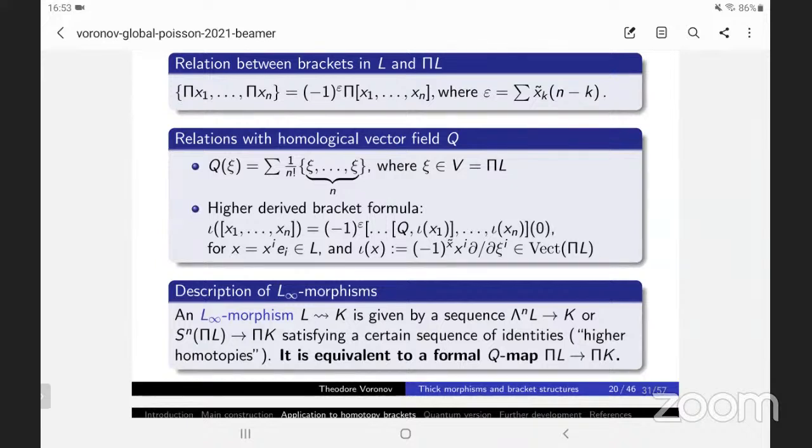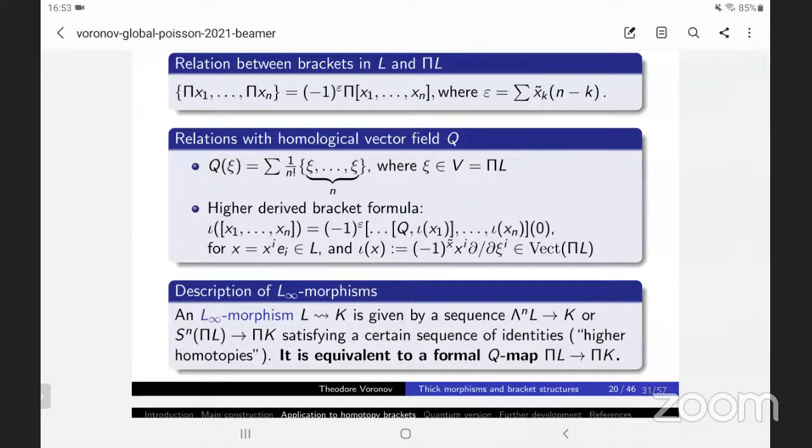You take the brackets of a single argument, which works nicely in the symmetric case. A multilinear symmetric function is defined by its values on the same argument, okay? So you take one and the same argument, psi, plug it into all brackets, take the sum divided by factorials, and you get the homological vector field. Conversely, from a homological vector field, you apply the Hitchin bracket formalism, and you get formulas for the brackets.